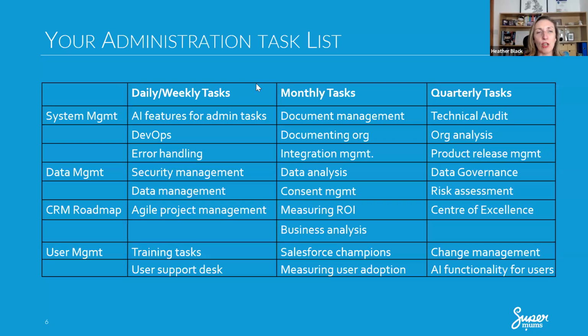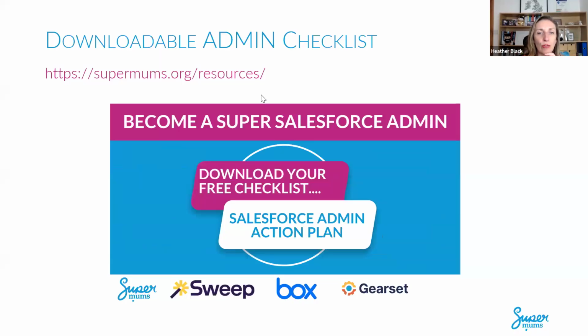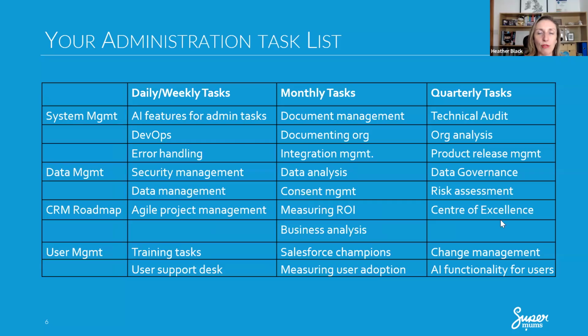So this is the overview of the 25 tasks against the 4 different roles. As you can see, they're broken down by daily, weekly tasks, monthly tasks, and quarterly tasks. This is also downloadable from our website as a quick handy printout. So if you want to navigate to this link, supermums.org/resources, you can download the free checklist there, which gives you, as I say, this sort of overview. So you've got it printed out as a handy version there for you. So take a snapshot of that if you want as well.